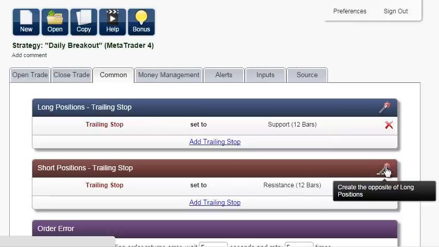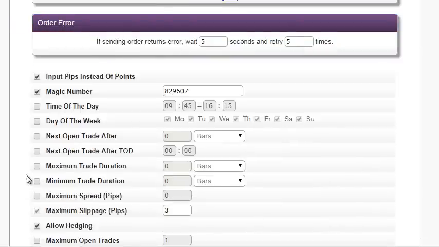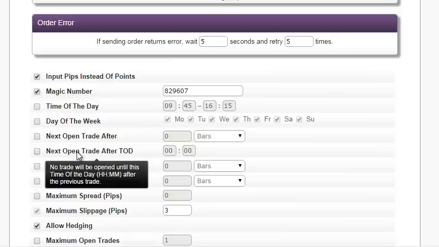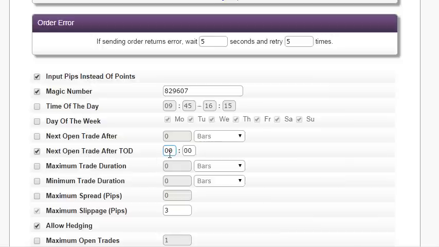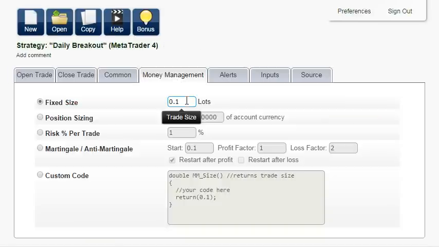Because we still haven't limited the number of trades, the order will be sent multiple times when the price moves around the support or resistance. We want to send the next order on the next day. So we check next open trade after time of the day, 10 o'clock, which is the ending time of the support or resistance interval. In money management, we will use fixed size of one mini lot, and we can set it as input.